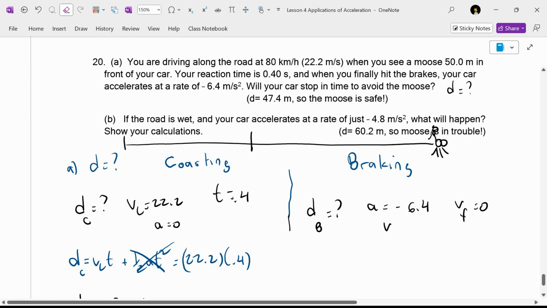That's the next aha moment. I need to realize actually VI is still 22.2 right at the beginning of hitting the brakes, because I haven't started to slow down yet. It's right when I hit the brakes. And now I have three things. I can find a fourth.